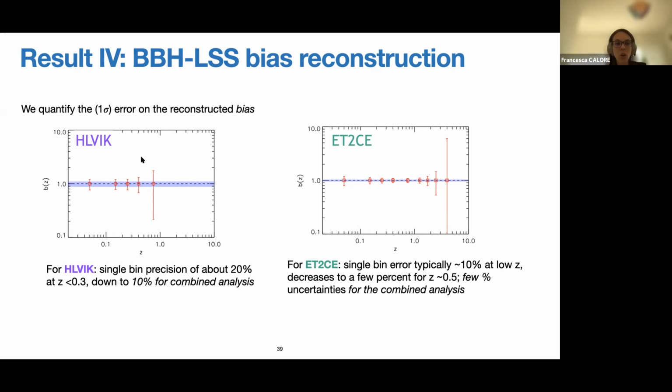And finally, we also have investigated how well you can reconstruct the bias. This is especially important in order to understand if you can really discriminate formation scenarios for binary black holes. Here you see the bias as a function of redshift and the precision that you can achieve for a single bin analysis. Here in red, for HLV-IK, is about 20% for redshift less than 0.3, and an error of about 10% if you do a combined analysis of all the bins. And the same for the 3rd generation scenario, where you can achieve errors which are typically below 10% at low redshift, and a few percent if you then consider the combination of all the bins.